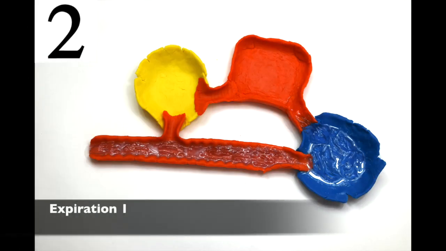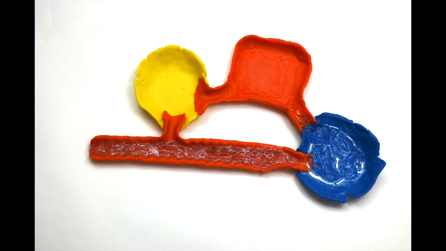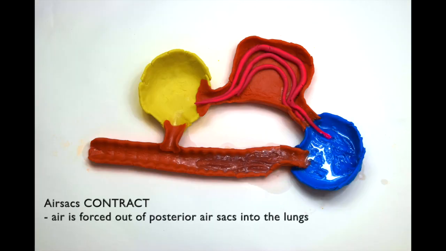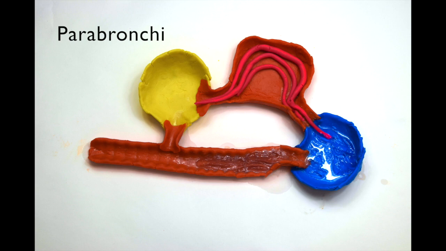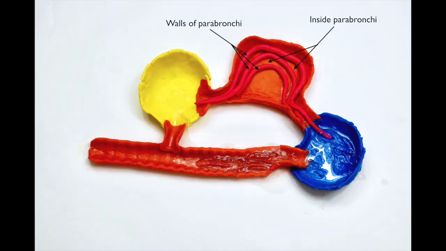The next phase is known as expiration 1. Air sacs contract as a result of muscular movements, forcing air out of the posterior air sacs and into the lungs. The air enters the lungs via small air passages and is pushed through a network of air tubes known as parabronchi. Notice the addition of a cross-section inside these parabronchi, depicted here in pink.